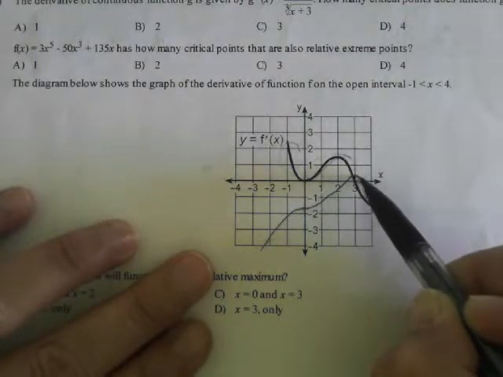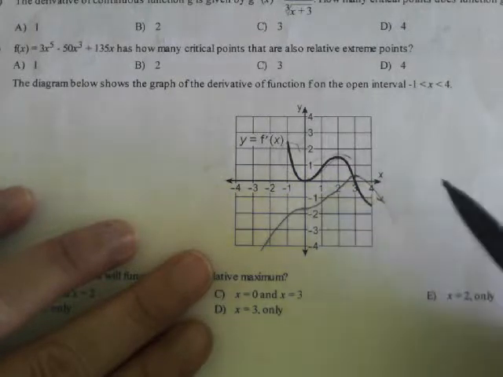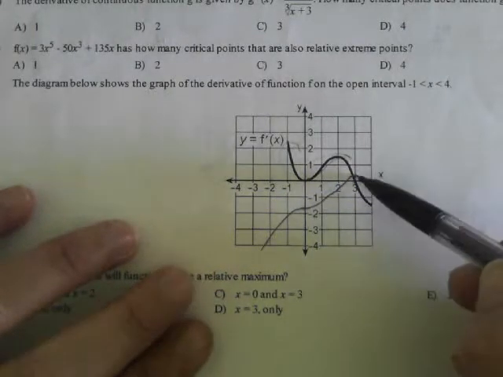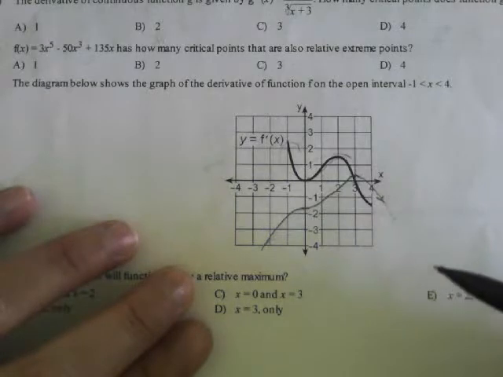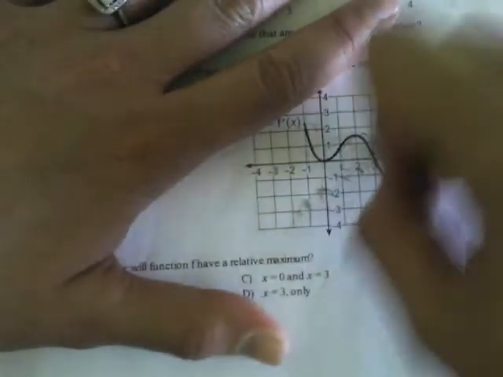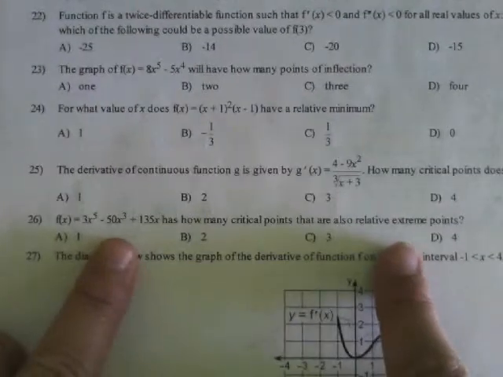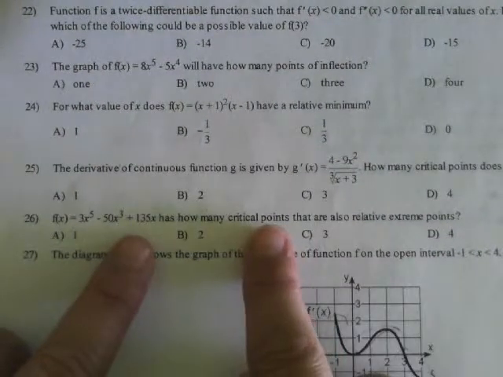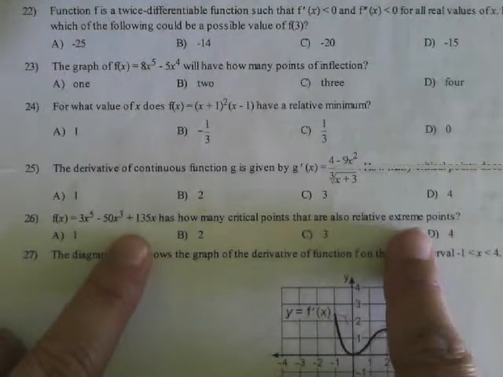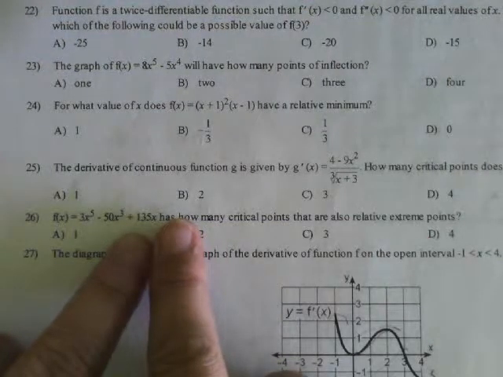Okay, 26 asks how many critical points are also relative extreme points. So you'd find your critical points, you'd put them on a number line, and then you've got a test. So if you have something like this, and there's 4 critical points, what is going to cause a critical point to not be a relative extreme? Correct. There isn't a change.